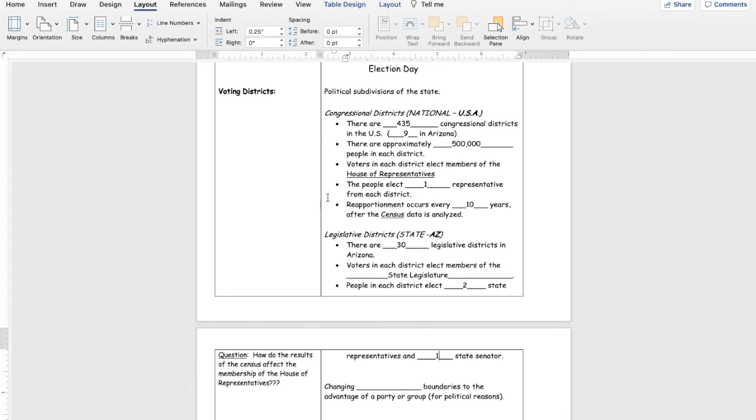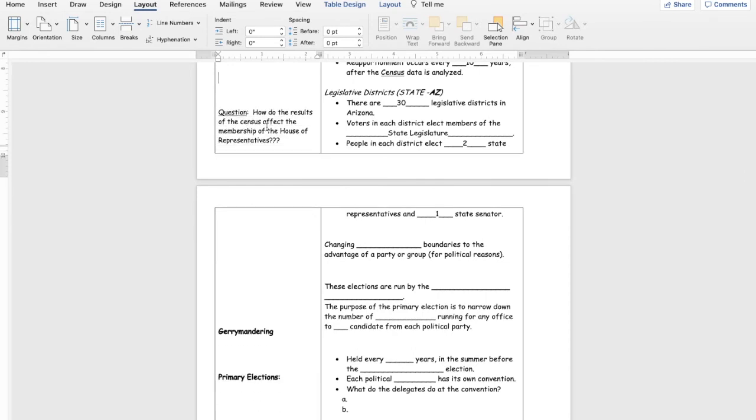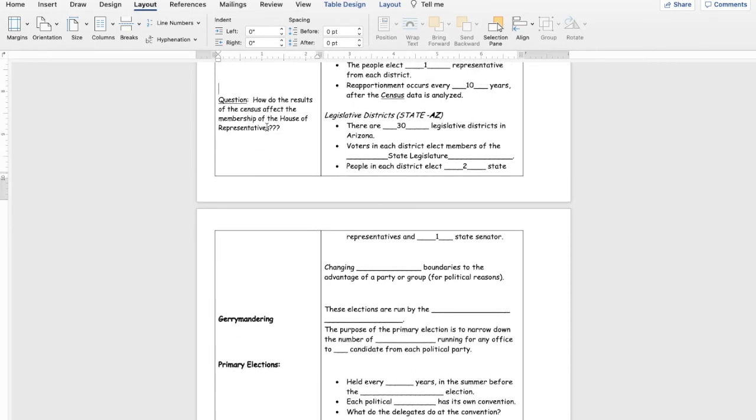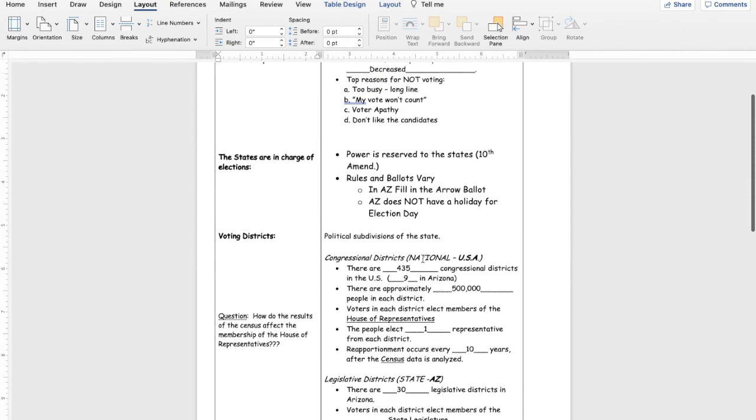Now, gerrymandering is something that we are going to pick up next class. And actually, we got to pull this up. Our notes got a little messed up here. Gerrymandering will be right here. Gerrymandering is a topic that deserves its own day, really. But this is where we're going to stop for the notes today.